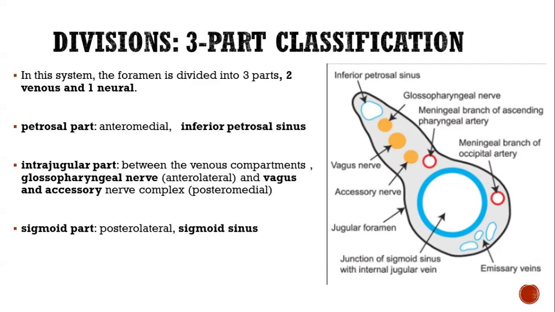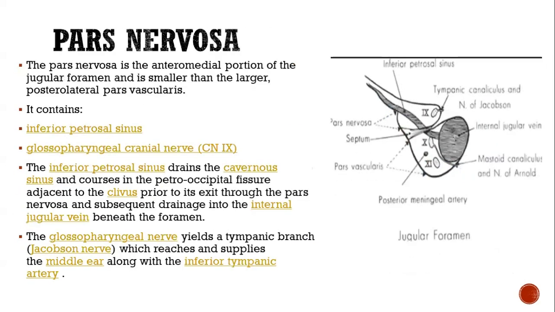She described, no, just tell me what are we seeing here. We came here this morning first. There are two systems for classifying the jugular foramen. Each can be divided into two compartments. The anteromedial compartment was the pars nervosa, and the posterolateral was the pars venosa.